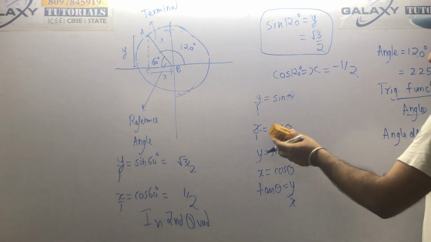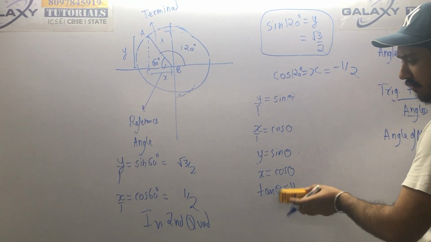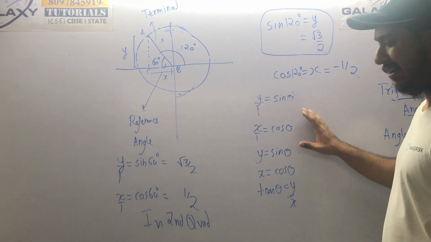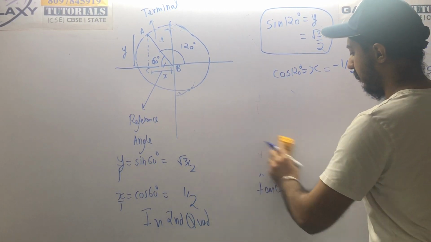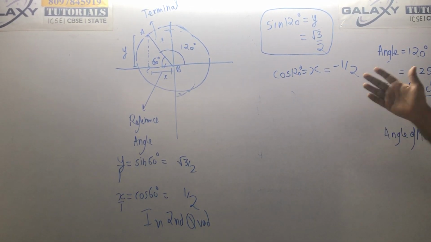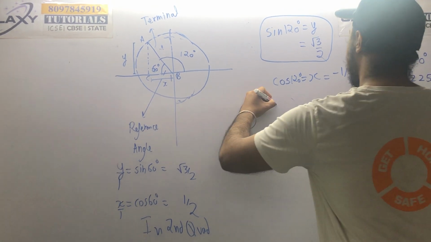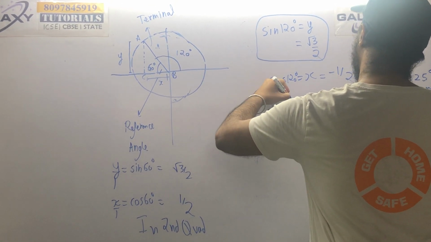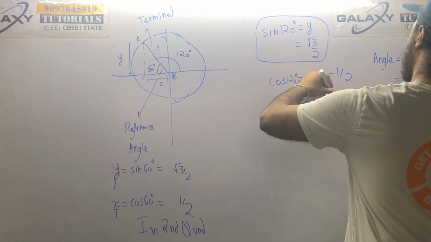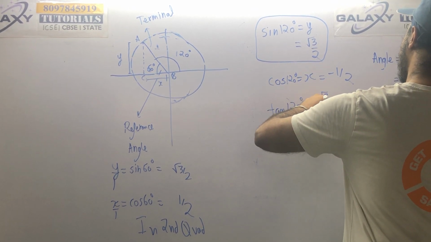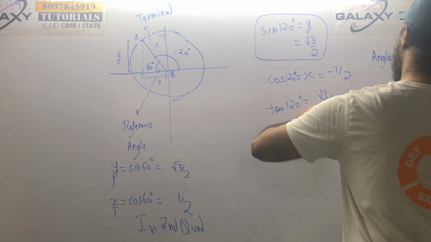Okay, so I will rub this for you. Just write it down somewhere. This is a very important formula. Okay, you know sine, you know cos. How will you find tan? Tan is equal to how much? Sine upon cos. Simply y upon x. So you can write here root 3 by 2 upon minus 1 by 2. So it will be minus root 3.